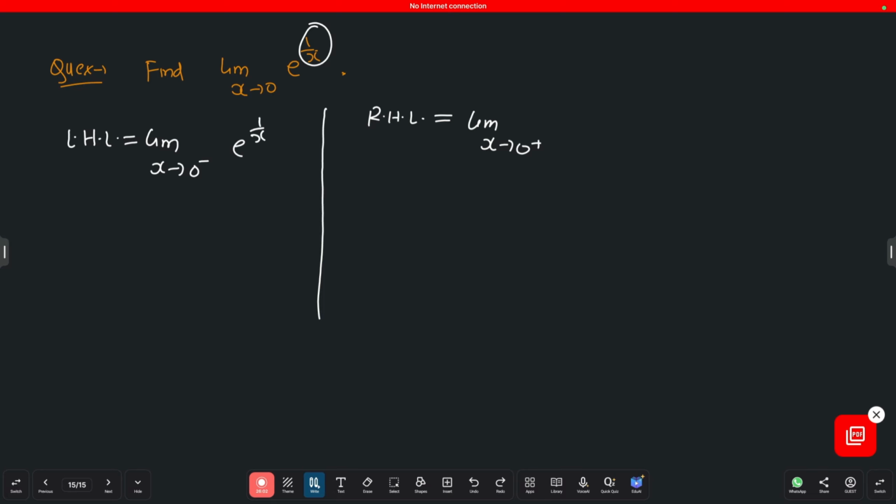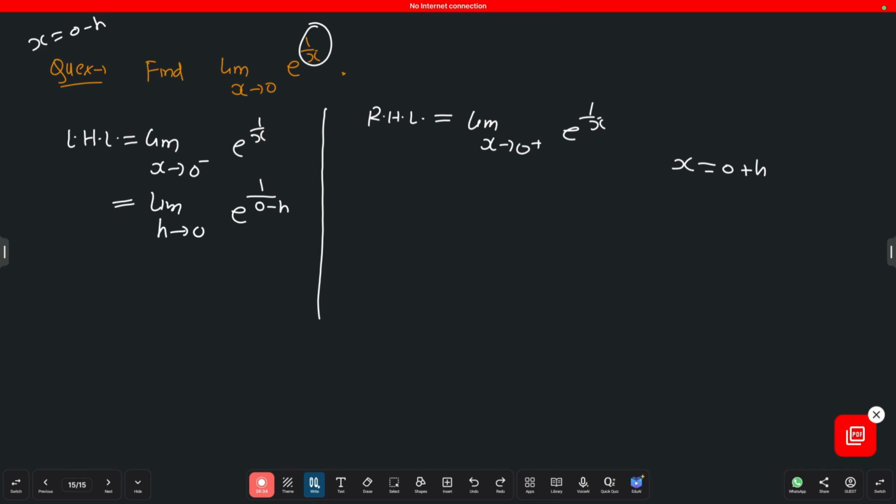e power 1 by x, e power 1 by x. Okay. And in the L.H.L, what is the value of x? The x value is 0 minus h in L.H.L. And in R.H.L, what is the x value? 0 plus h. Okay. So I can write e power, 0 minus h, because I have replaced x by h, then the limit is also of h.